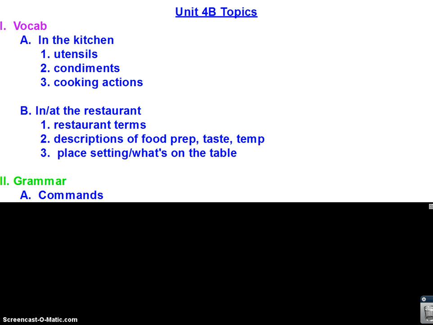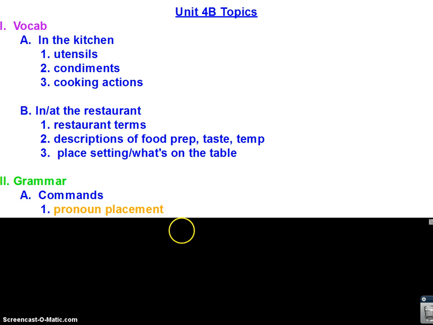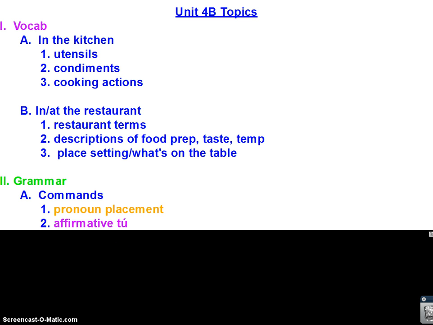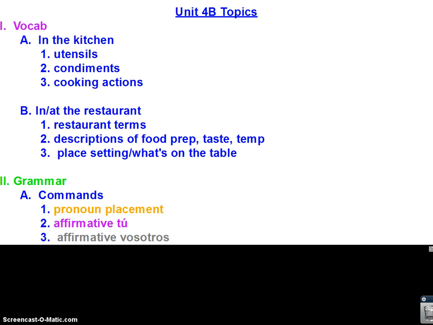When you think of commands, you need to have three departments or compartments or files in your brain. One for pronoun placement, which you already know if you check out your pronoun placement notes or the pink pronoun placement poster. Affirmative tú commands, because they're one specific way. And then we're going to briefly talk about affirmative vosotros commands, but we're not going to focus on that because you know that they only use them in Spain.